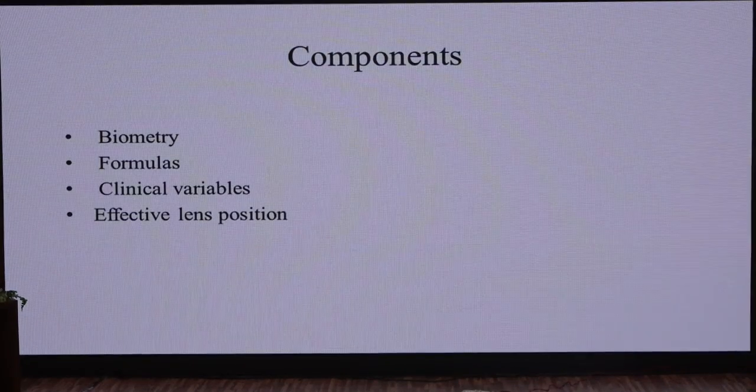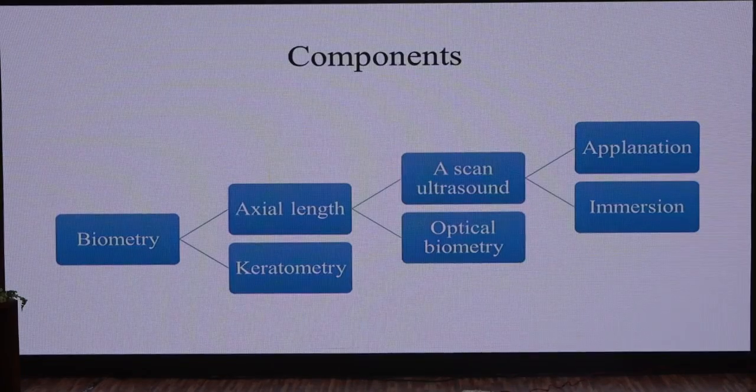So what are the components in that? It is the biometry, the formulas that I'll be talking about, certain clinical variables, and the effective lens position. Briefly discussing again what has already been discussed, the biometry mainly includes your axial length and the keratometry. The axial length can be measured either by A-scan ultrasound or using optical biometry, right? And in the A-scan, we have already discussed there is applanation and immersion.